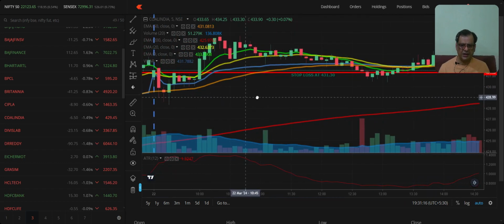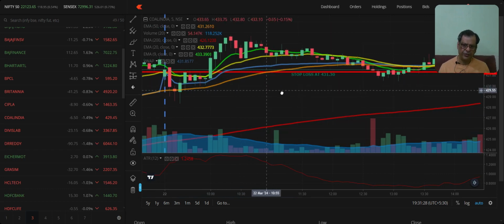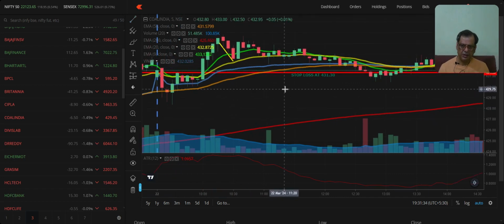Assuming that you've just taken one trade for the day, you still love this chart because you made money in this chart, you want to continue watching it. So you have your one leg down, push up, then you have your second leg down.